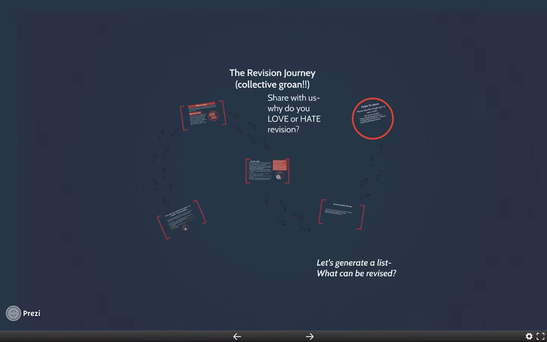I can't believe that we're finally here. We're at the end of class. Class ends at the end of this week. Today we're going to be talking about revision, that revision journey that we're taking with our last project.